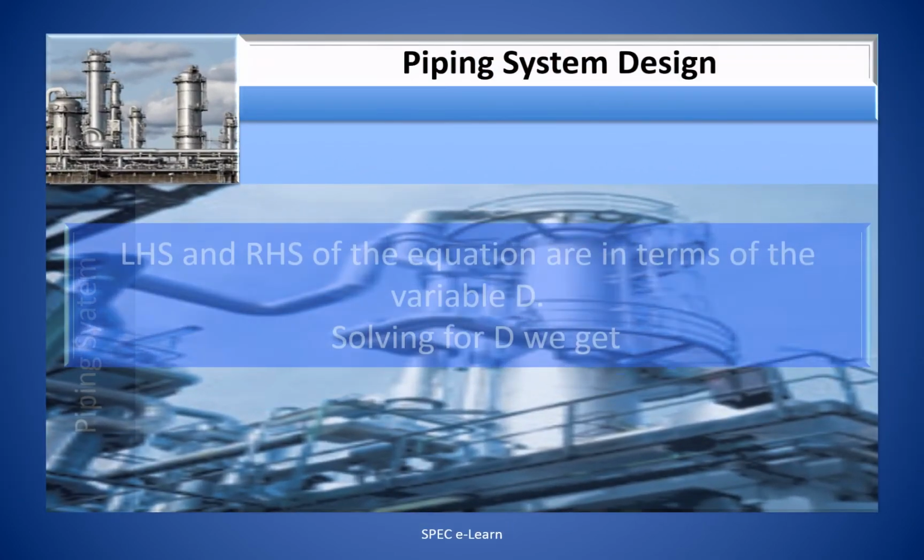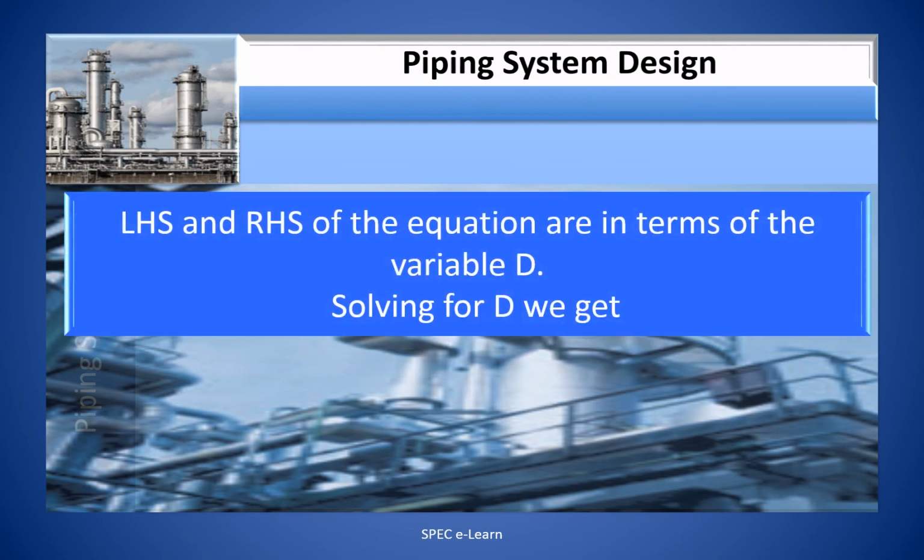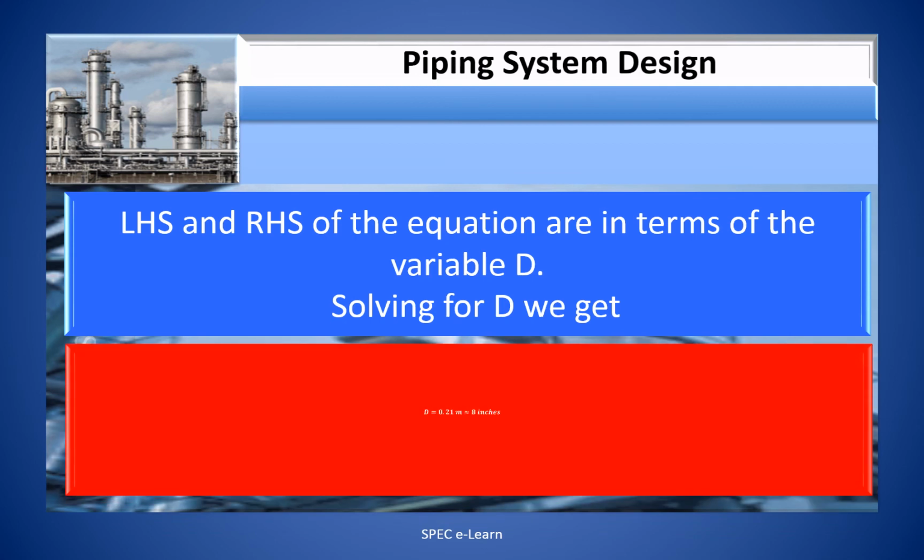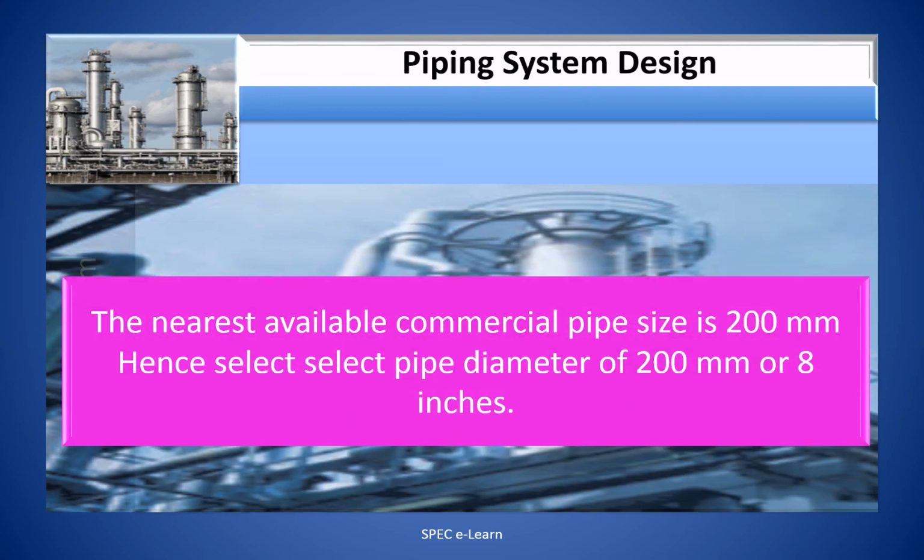The left hand side and the right hand side of the equation are in terms of the variable D. Solving for D, we get D equal to 0.21 meter, which is equal to 8 inches. The nearest available commercial pipe size is 200 mm. Hence, select pipe diameter of 200 mm or 8 inches.